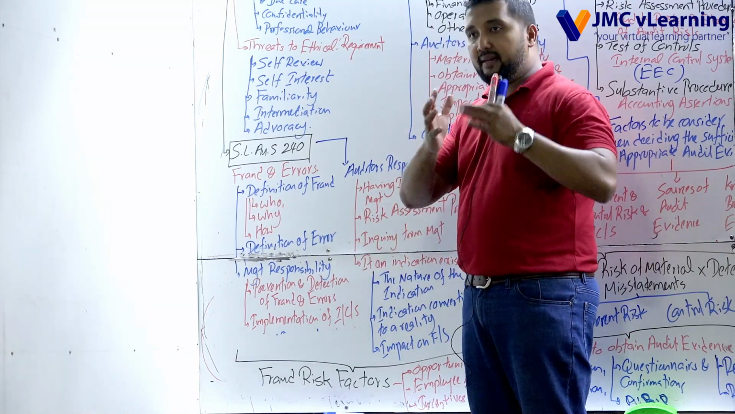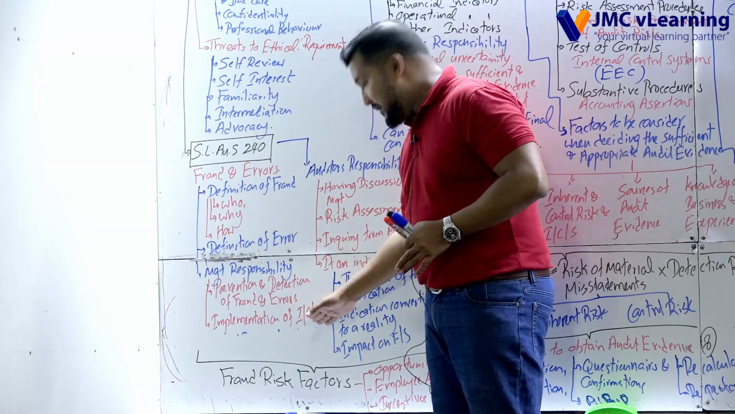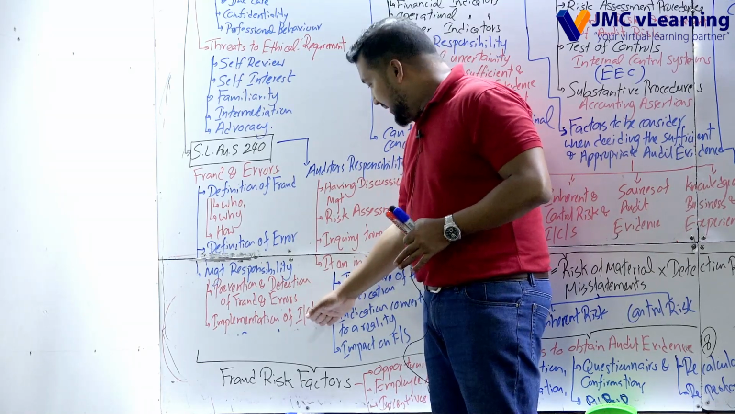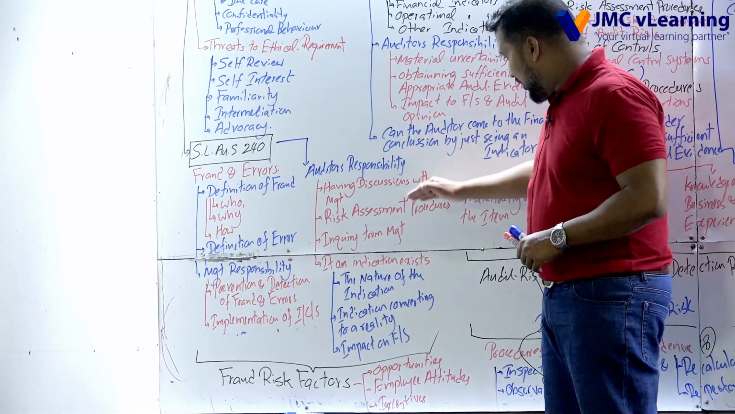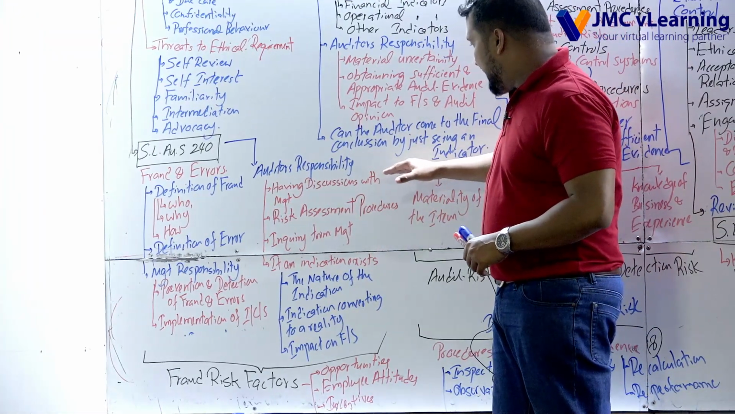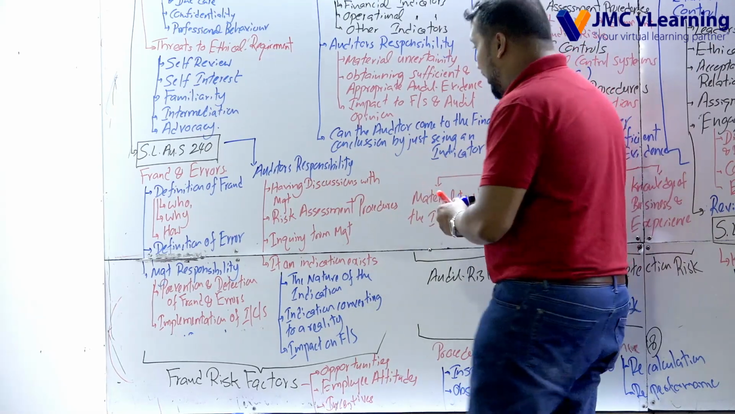Then we discuss the definition of errors, then the management responsibility with regard to fraud and errors. So it has been segregated into 2, the prevention and detection of fraud and errors, plus the implementation of a proper accounting and internal control system. Then we discuss the auditor's responsibility. We broadly categorize into 4, having discussions with the management and having discussions with the audit team as well.